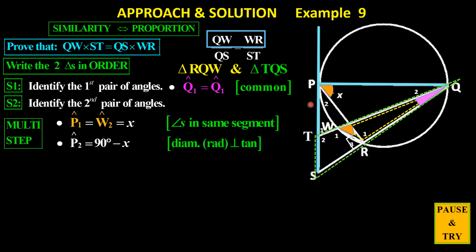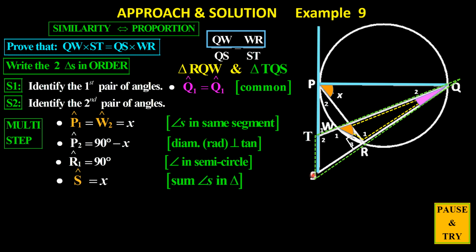Right? Because the radius is perpendicular to a tangent. But PQ is a diameter. And when we have a diameter, we've got a right angle. Angle in a semicircle. Which angle is that? R1. So R1 is 90. Therefore, R3 will obviously be 90, angles on a straight line. Now, if we have a 90 and a 90 minus X, we can easily work out angle S. Angle S is just equal to X from either the sum of the angles of a triangle or even using the exterior angle equal to the two opposite interior angles of a triangle.